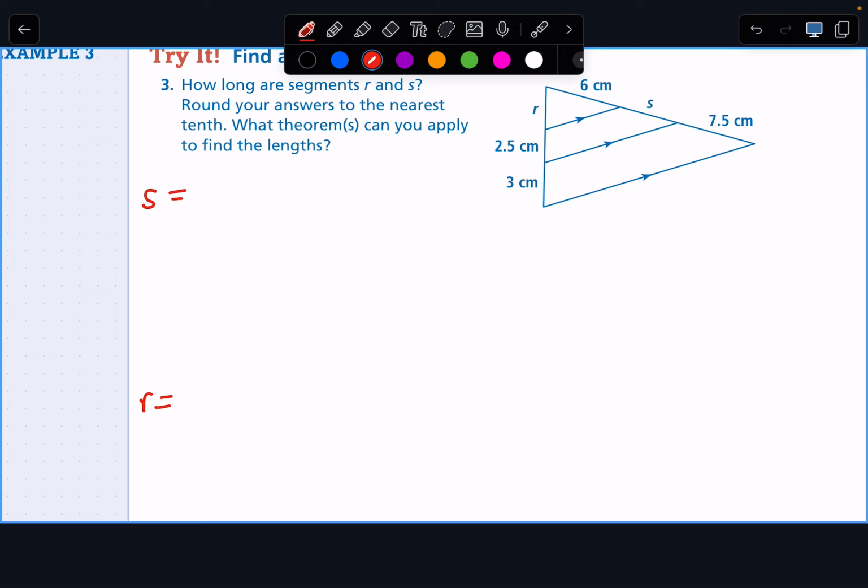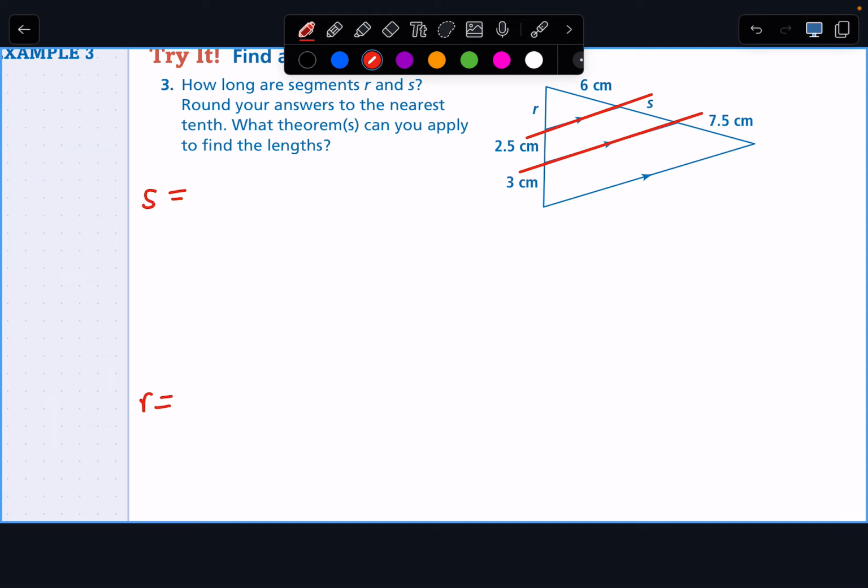So what you want is this over this. 6 over 3. I mean, 6 over 7.5, this divided by this equals this. Oh, wait, are you talking about this? No, you do 2.5 over 3. I thought you were talking about this. Oh. S over 7.5 and 2.5. That's what I'm saying.